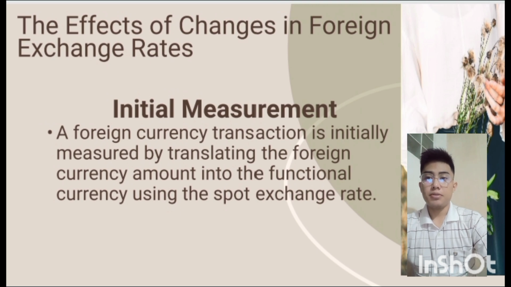With initial measurement, a foreign currency transaction is initially measured by translating the foreign currency amount into the functional currency using the spot exchange rate. Meaning, when a foreign currency transaction is first recorded, it must be converted into the functional currency using the spot exchange rate at the time of the transaction.